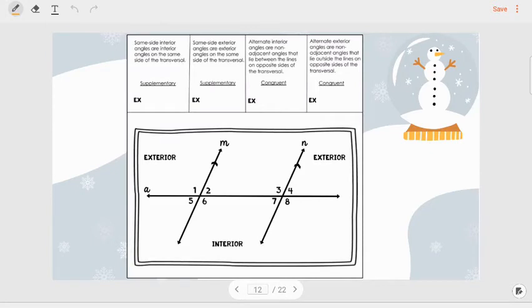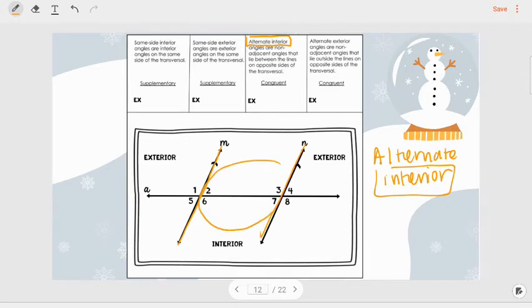The next one I want to talk about is alternate interior angles. And I would recommend continuing to draw individual diagrams for these so you can see them separately. So alternate interior. Now again, interior means I'm going to be looking on the inside of my parallel lines. So I'm looking in here at this section.